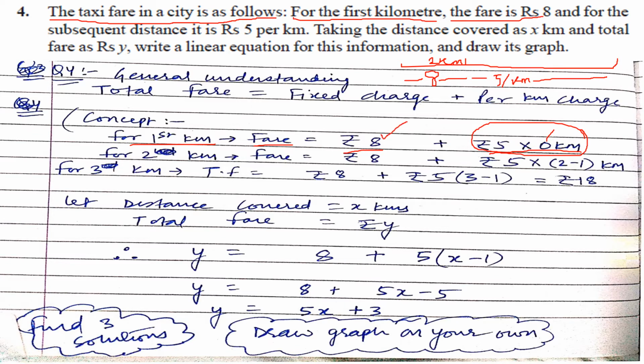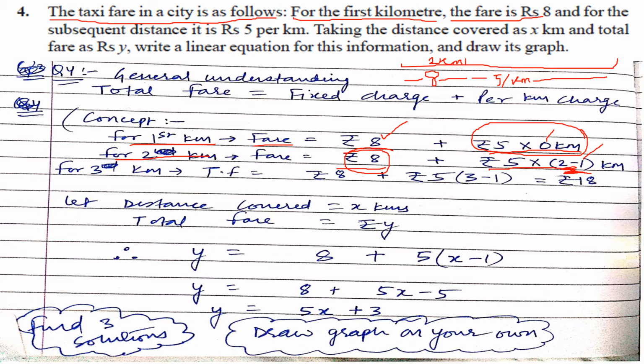Only 8 rupees. Now if the person travels 2 kilometers, in that case, the first kilometer price is how much? 8 rupees. Subsequent, that is 5 into (2 minus 1). Now why 2 minus 1? Because 1 kilometer charge he has already given, that is rupees 8. So extra he has traveled only 1 kilometer. So he has to pay 8 plus 5 rupees, that is 13 rupees.